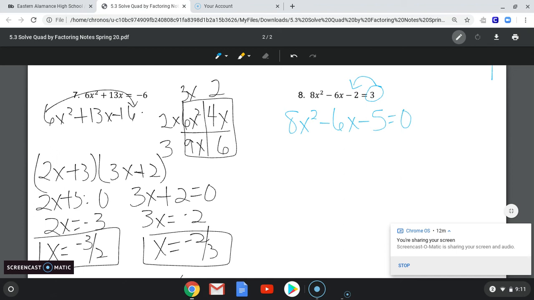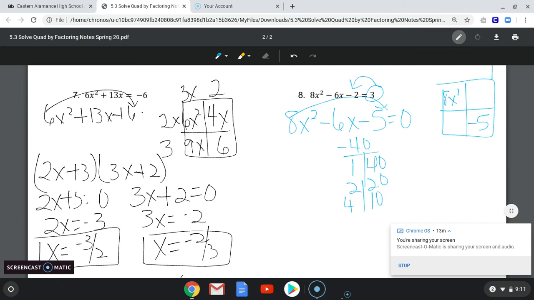I'm ready to go ahead and do my square box method. Here it is for those of you who need it. That is going to have an 8x squared in the first box, and it's going to have a negative 5 in the last box. I'm ready to go ahead and multiply. That is negative 40. Go ahead and find your factors, which are 1 and 40, 2 times 20, 4 and 10. Ooh, 4 and 10 look really good. I think they could make negative 6 if that 10 were a negative. Would that work? Well, yes, it would.